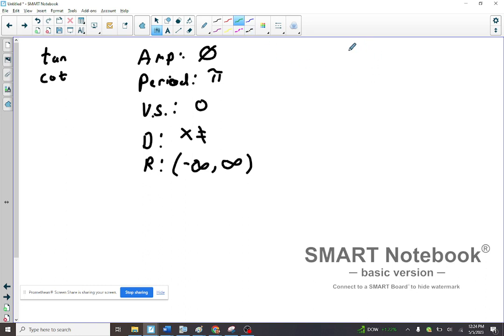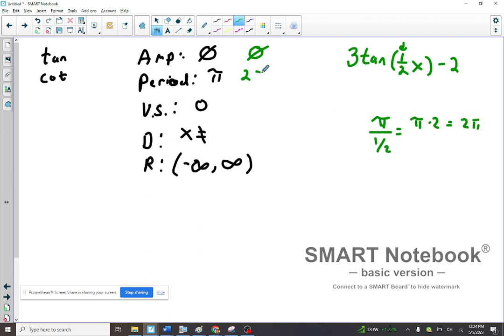So let's do an example: 3 tan of 1/2 x minus 2. In this case, the amplitude still does not exist for tangent or cotangent. The period is going to be this value divided by our normal period, which is pi. So pi divided by 1/2 is pi times 2, or 2 pi. So your period now is 2 pi. Your vertical shift is down 2, so negative 2.